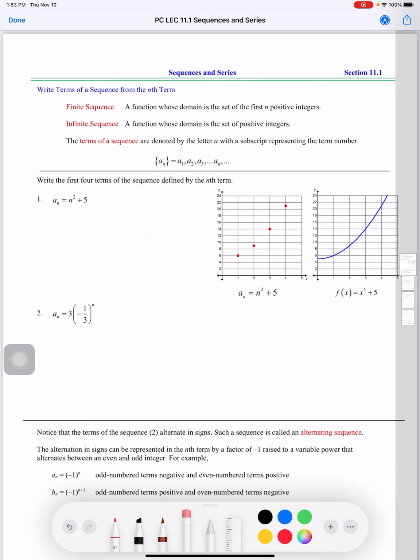All right, guys, so we're going to discuss section 11.1. The title of this lesson is Sequence and Series, and this is an introduction to sequence and series. And if I'm not mistaken, that is going to be the topics a little bit more in depth that we will review in 11.2 and 11.3.